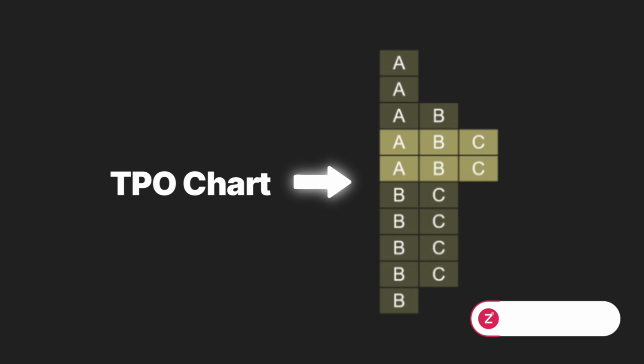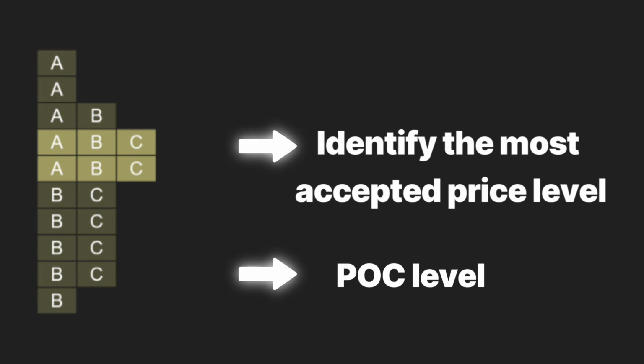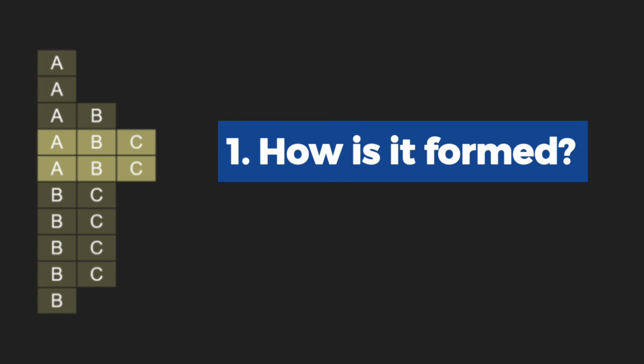A TPO chart is a series of letters organized based on price movement during each candle. It helps Flex TPO identify where the market spent the most time trading, or, in other words, which price levels were most accepted by the market. This price level is called the POC, point of control. Note that the POC here isn't the area with the highest volume, but rather the area where the market stayed the longest.